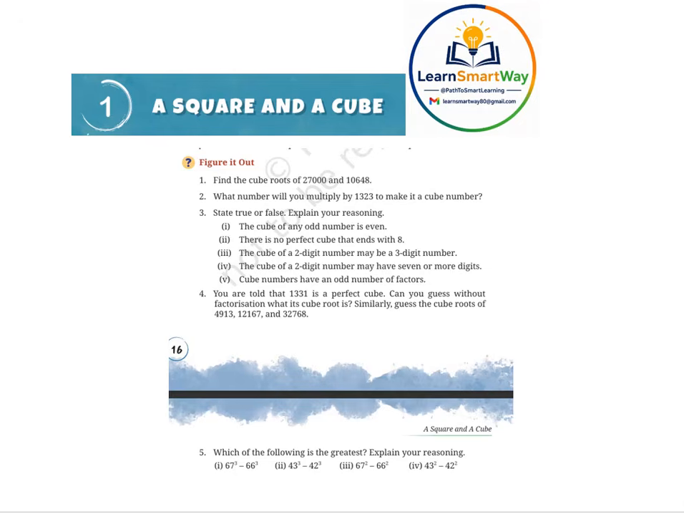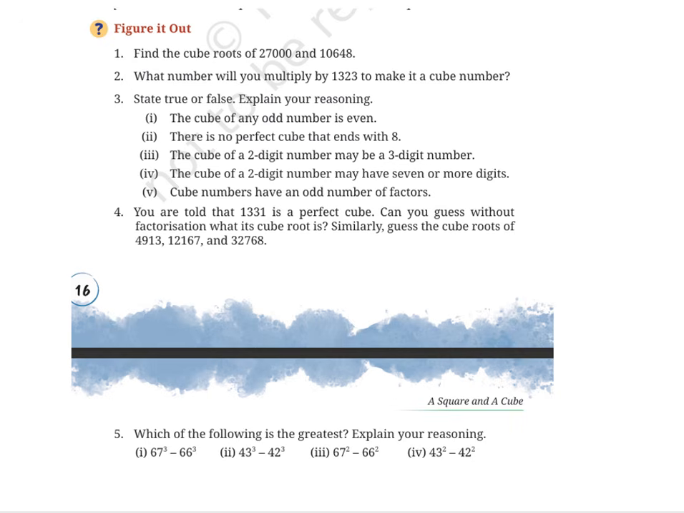In this video, we are going to look at the figure it out section for the chapter A Square and a Cube. This is the second figure it out section, which is based on the cube and the cube root. This figure it out section has 5 questions, so we'll solve these questions one by one. It is available on page number 16 and 17 in your textbook.